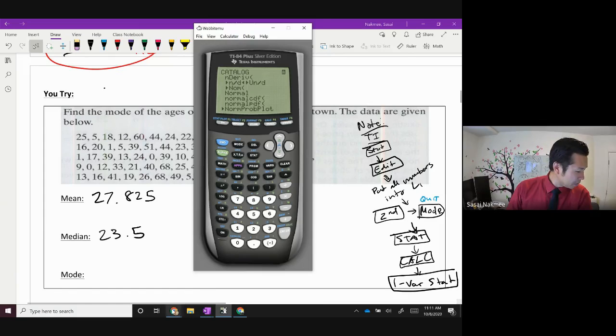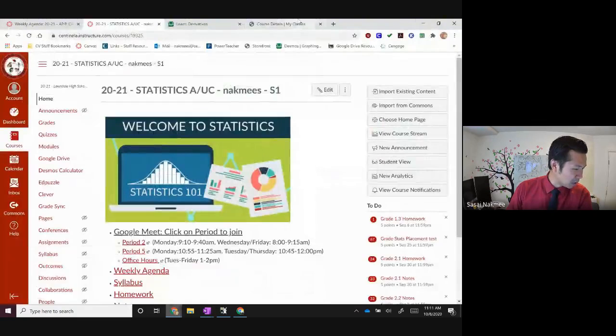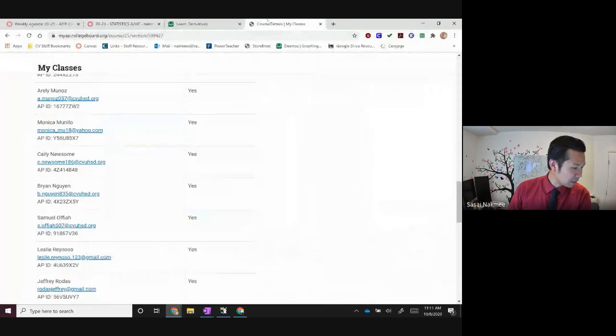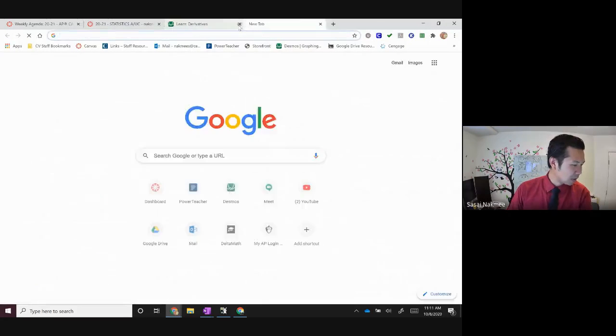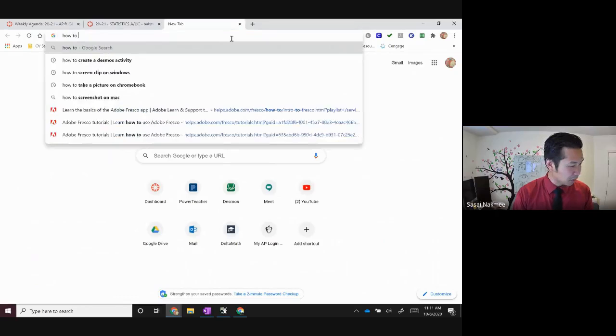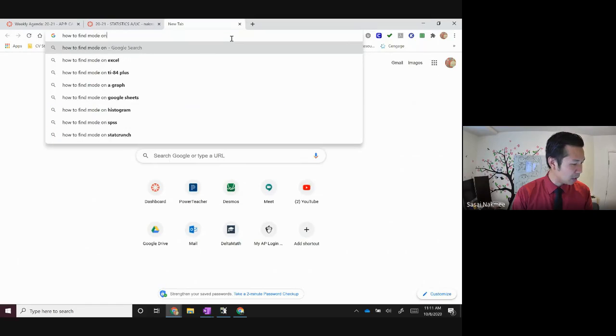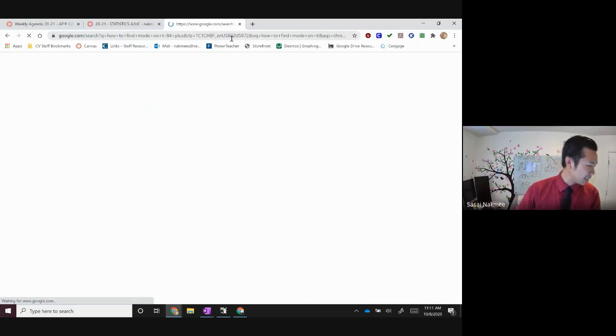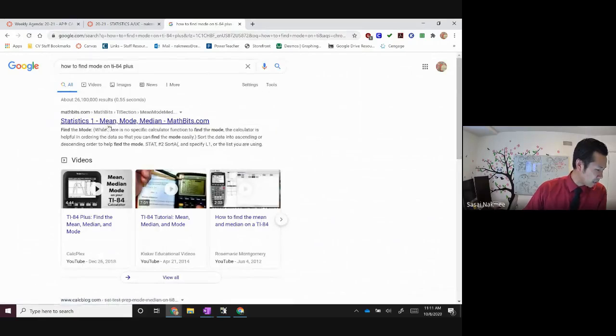You know what? I live in a day and age where we can just Google things. Wouldn't that be a lot easier? So let me see here. How to find mode on TI-84 Plus. Hey, look, that's a common search. Statistics 1, mean, median, and mode.